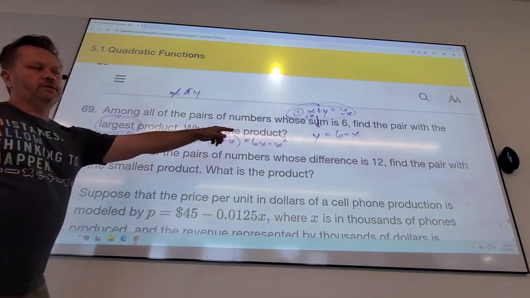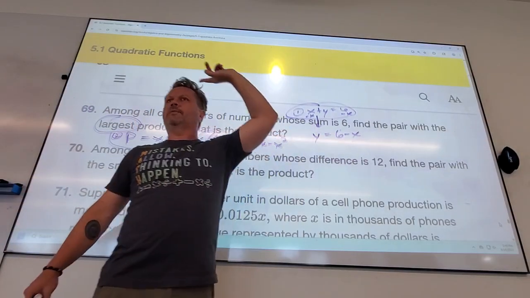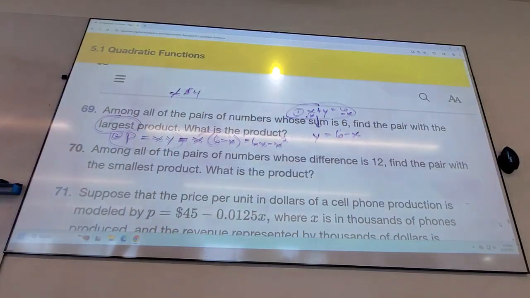Because if you know what X is, you know what Y is. And if you know X and Y, you can multiply them together. That's another way to get the answer.